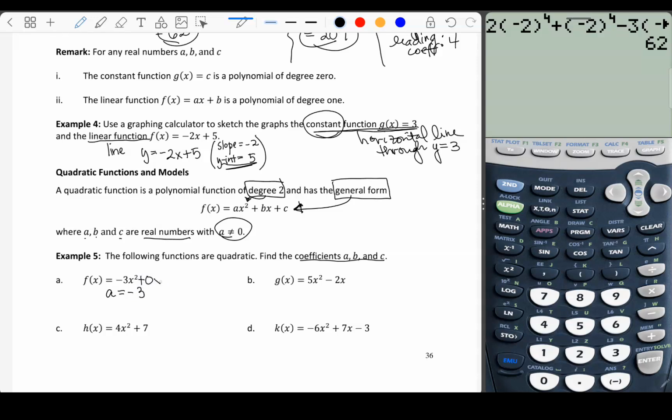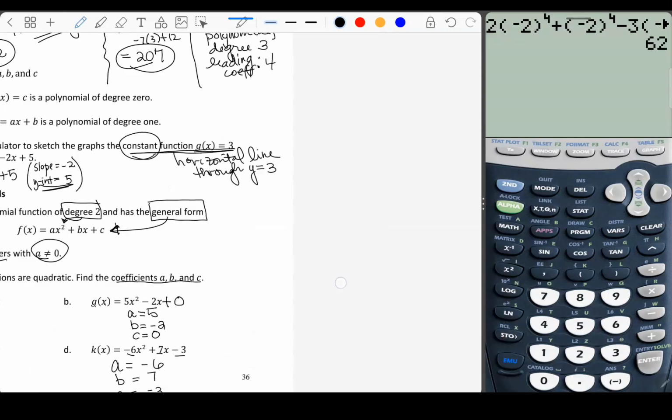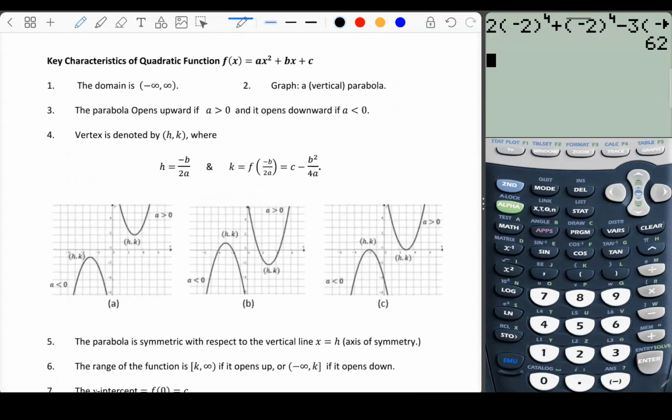So on this part, example 5, let's identify a, b, and c. On part A, b and c are not there, so we're just going to say they're equal to 0. On part B, a equals 5, b equals negative 2, and c equals 0. A is the number in front of x squared, so on part C, a equals 4. B is the number in front of x, so b equals 0, and c equals 7. And then on D, a equals negative 6, b equals 7, and c equals negative 3. So something that y'all have seen before. Let's talk about the properties of this guy.